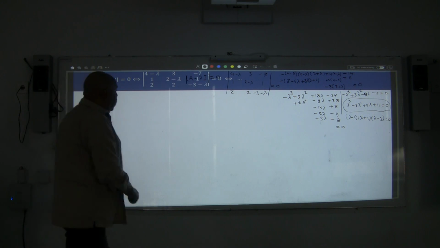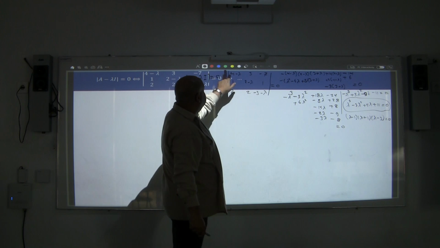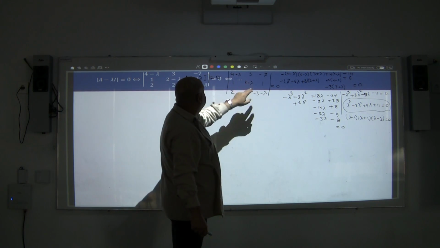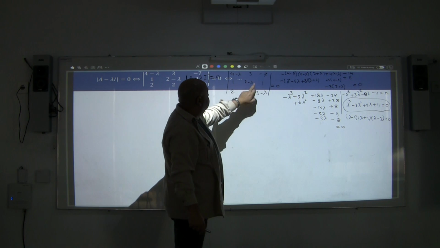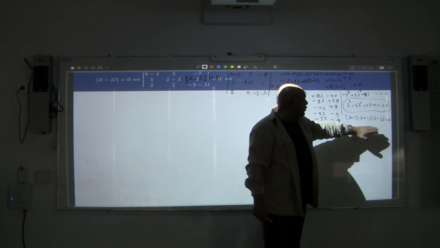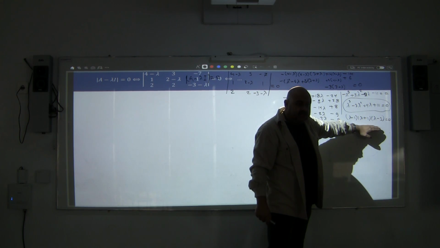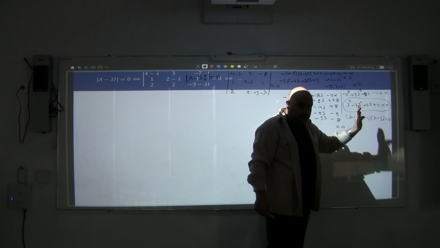So once more, do exactly the same as I told you. It's going to be 4 minus lambda, 3, 1, negative 7 and 2, 2 minus lambda, negative 3 minus lambda. This is the 1 and 2 expanded. Try to simplify it. I've already done it and got this equation. Are you with me, Muhammad? So I want you to recheck the numbers once more.